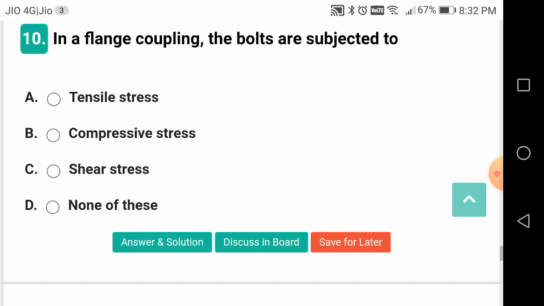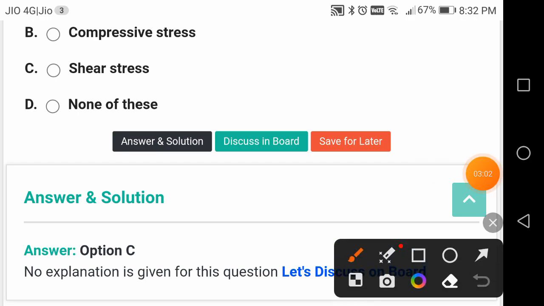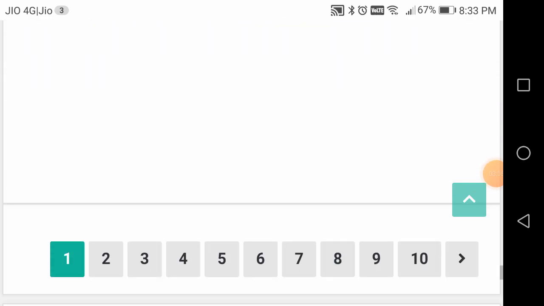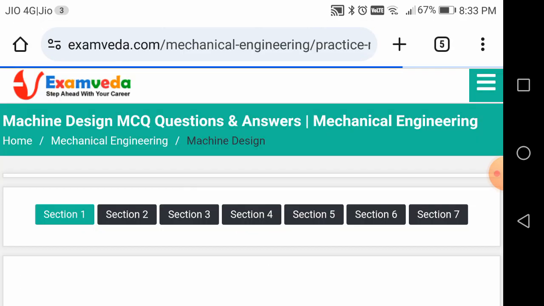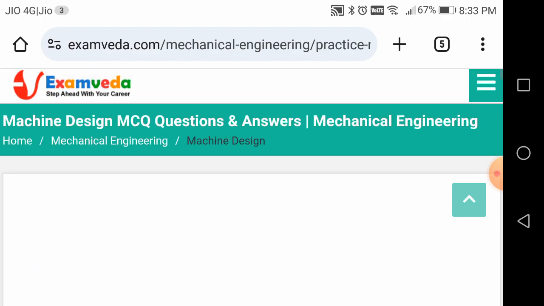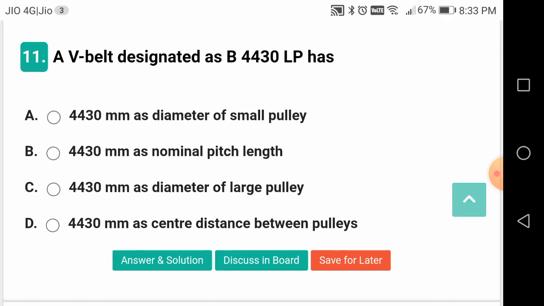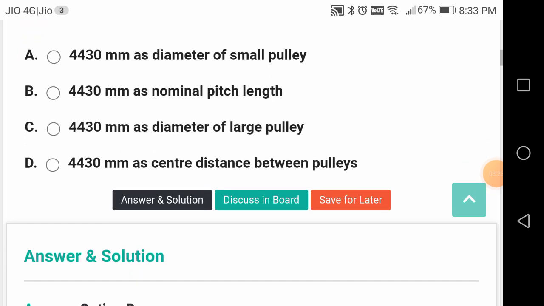In a flange coupling, the bolts are subjected to which type of stress? So this is your flange coupling. This is a shear stress. Due to rotation, they are subjected to shear. A V-belt is designated as B4430 LP. What is this designation? What is the meaning of B4430?